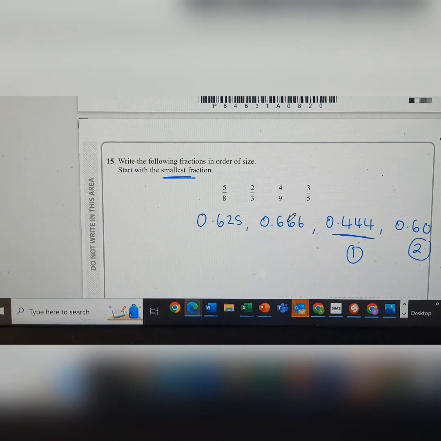Then I'm left with these 2. First digit, 0 and a 0. Second digit, 6 and 6. Third digit, 2 and 6. So this would be the next smallest, and this would be the largest fraction.